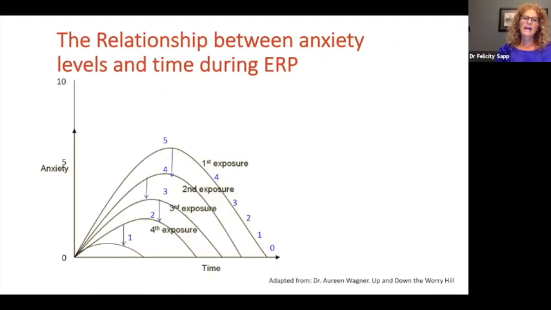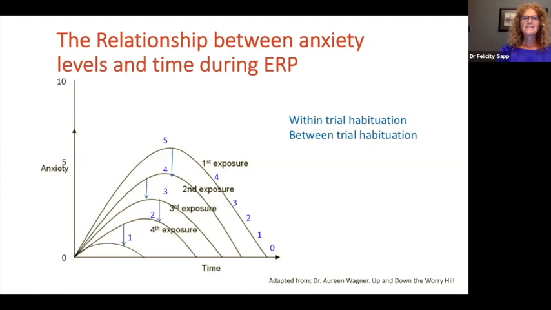And when we look at what's happening during exposure and response prevention, this is a great graph that shows what's happening to anxiety over time. And as you can see here, you're going to expose the person to the trigger. They're going to stay in contact with it. They're going to feel that anxiety. And then over time, that anxiety is going to subside. And this process is called habituation.